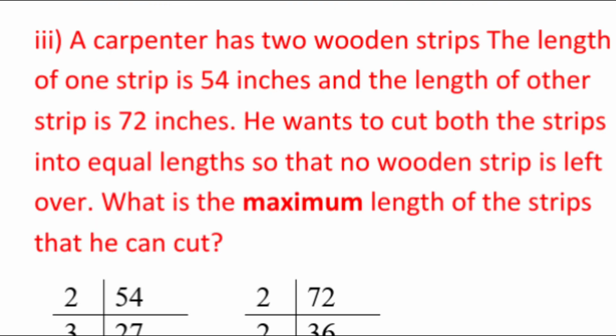The third one sum is, a carpenter has two wooden strips. The length of one strip is 54 inches and another is 72 inches. He wants to cut both the strips into equal lengths so that no wooden strip is left over. What is the maximum length of the strip that he can cut? So here the word maximum is knowingly highlighted. For the word maximum, what do we do? We calculate the GCD first.